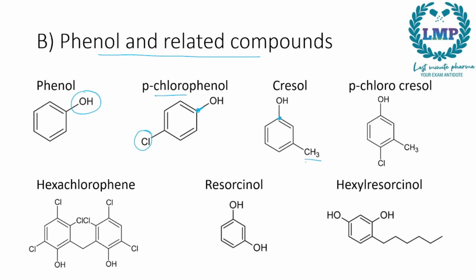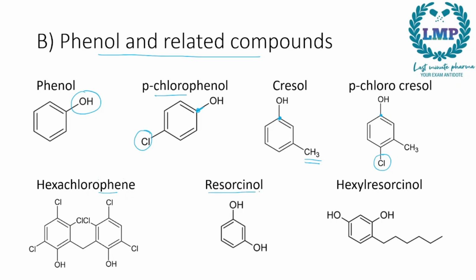Cresol is alternate to the hydroxyl group, that is the OH group. We have a methyl group, so we will call it cresol. Para-chlorocresol would be in the para position. According to this OH group, we will have a chlorine, so we will call it para-chlorocresol. Hexachlorophene would have 6 chloro groups in a phenol ring.